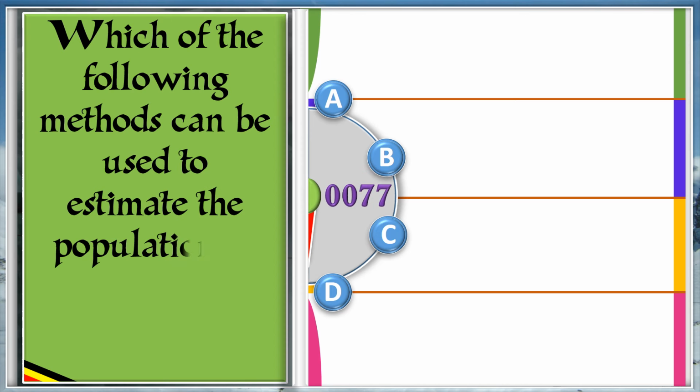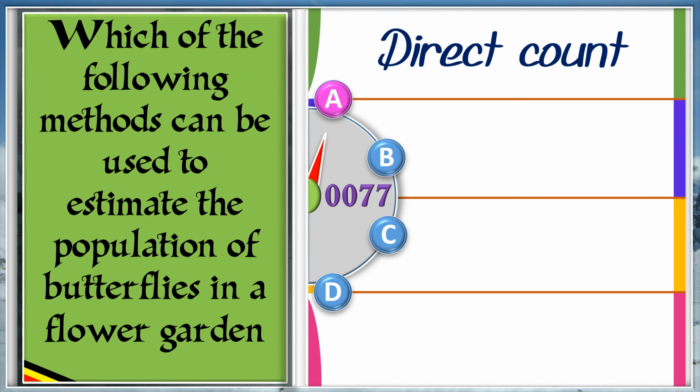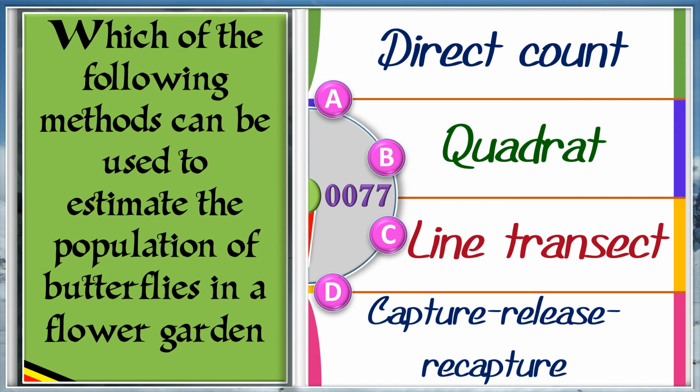Which of the following methods can be used to estimate the population of butterflies in a flower garden? A. Direct count. B. Quadrants. C. Line transect. D. Capture, release, recapture. And the answer is A. Direct count.